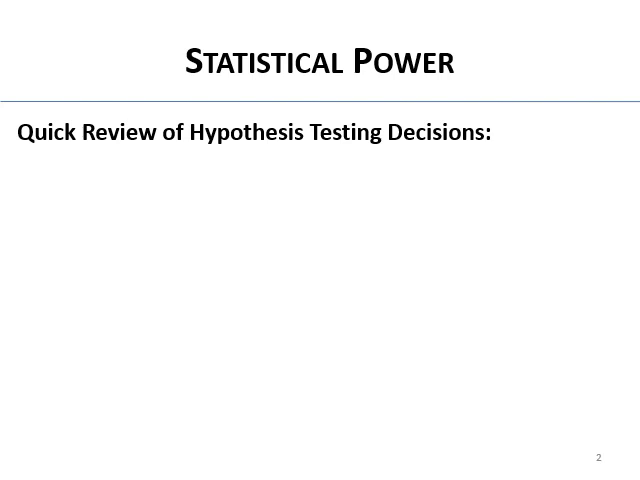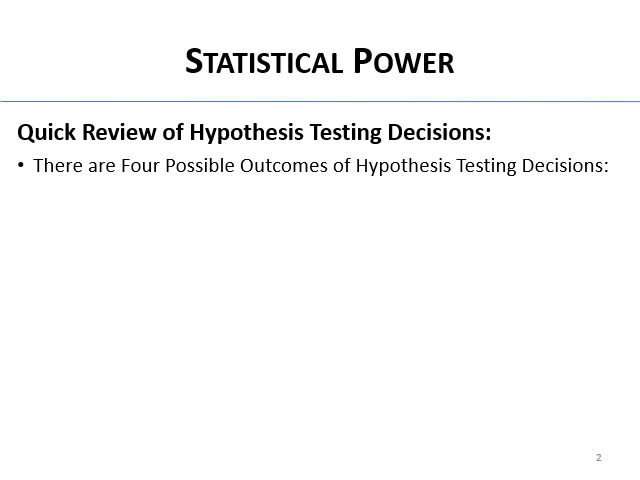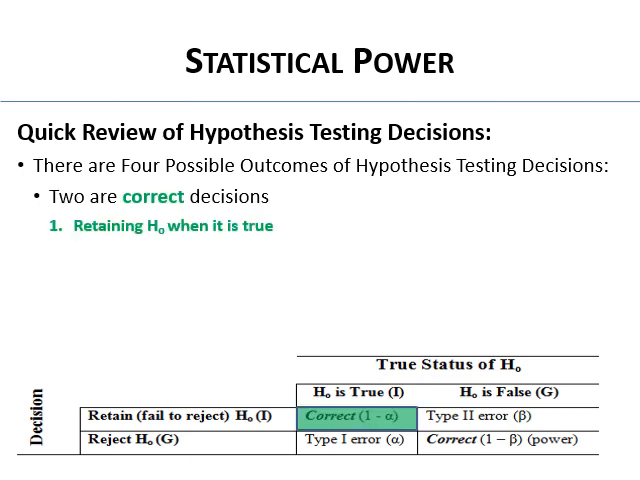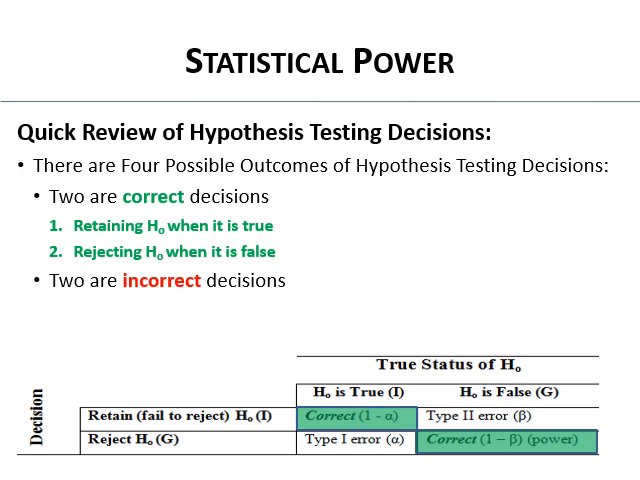But first, a quick review of hypothesis testing decisions from earlier. So, when you do hypothesis testing, there are four possible outcomes that can occur. Right, remember this matrix. Two are correct decisions, retaining the null when it's true, rejecting the null when it's false. Those are the correct decisions. And then there are two incorrect decisions, right? So there's rejecting the null when it's true. We call that a type 1 error. That's saying there's an effect when there really wasn't one.